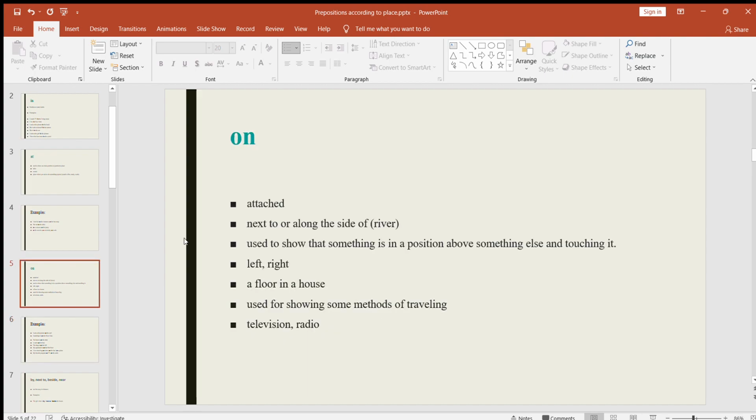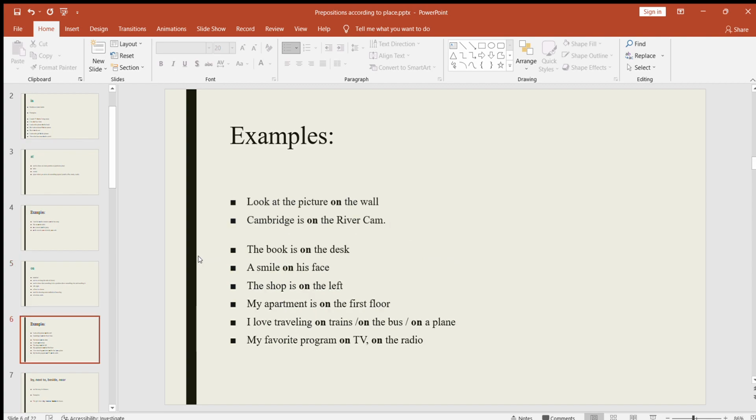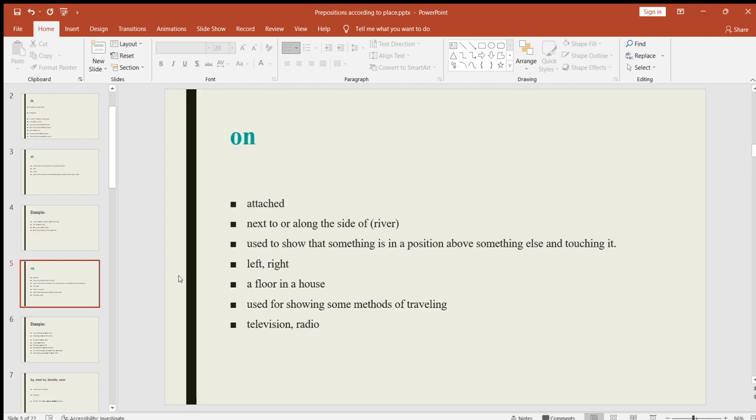Next, used to show that something is in a position above something else and touching it. For example, the book is on the desk, the book is on the table. So here you see, it shows that something is in a position above something and it is touching it. For example, there is a water dispenser on the table, there is a notebook on the table, there is a water bottle on the table. It is above something and it is touching it.